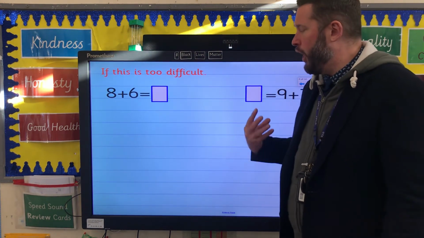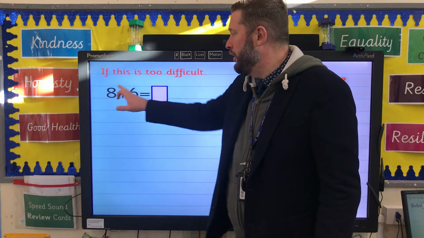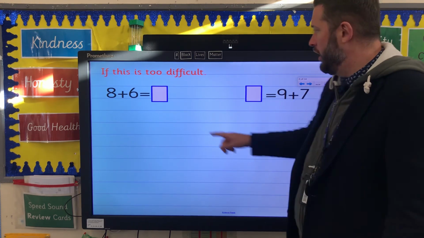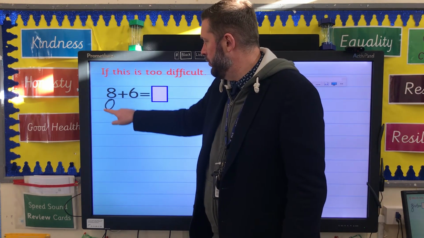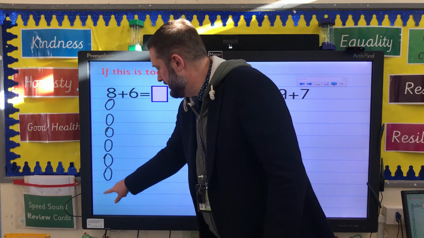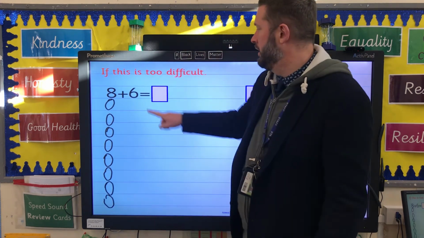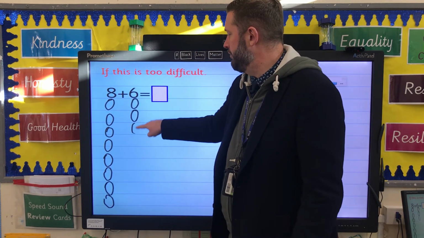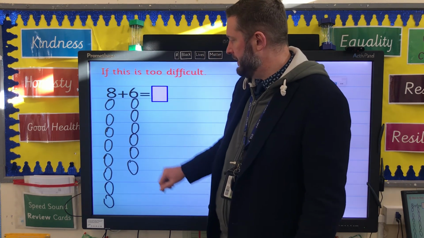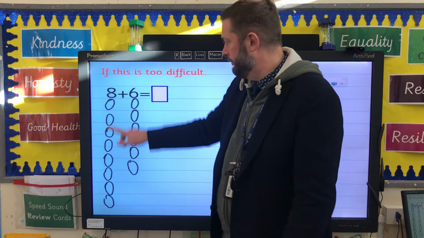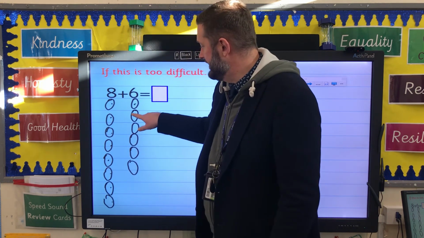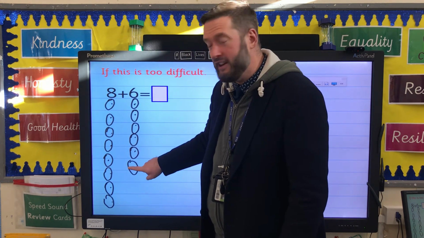So I've also put on the slides some 1-digit numbers for you to add. And all we do here is we just represent the number with counters. 1, 2, 3, 4, 5, 6, 7, 8. 1, 2, 3, 4, 5, 6. So I've represented both numbers with counters, and then you count the total. 1, 2, 3, 4, 5, 6, 7, 8, 9, 10, 11, 12, 13, 14.